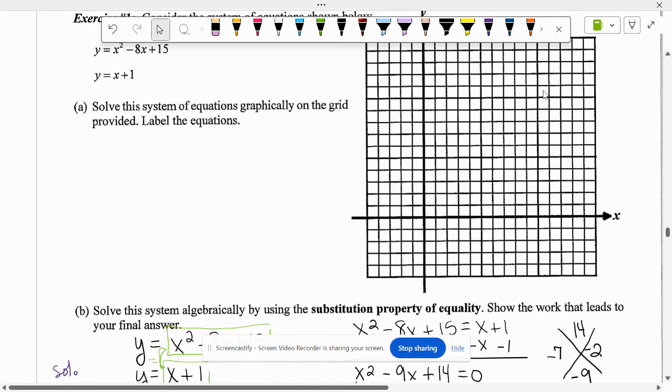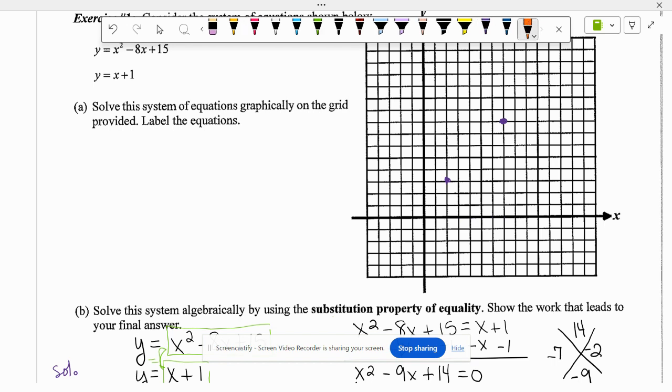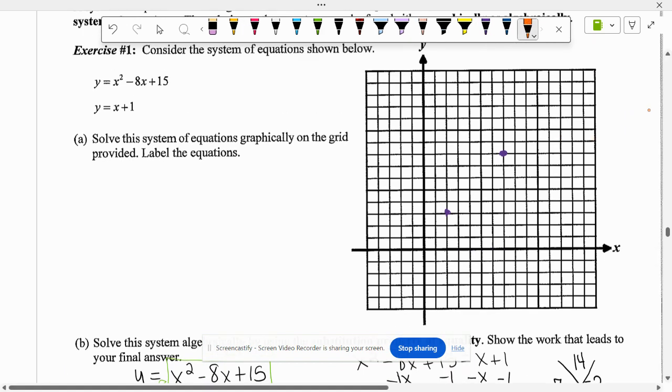So I'm going to go to my graph. 1, 2, 3, 4, 5, 6, 7, and 1, 2, 3, 4, 5, 6, 7, 8. I'm going to plot the ordered pair 7, 8. And I'm going to plot the point 2, 3, because those are supposed to be my solutions. Now I'm going to graph these two equations. I'm going to solve it graphically.